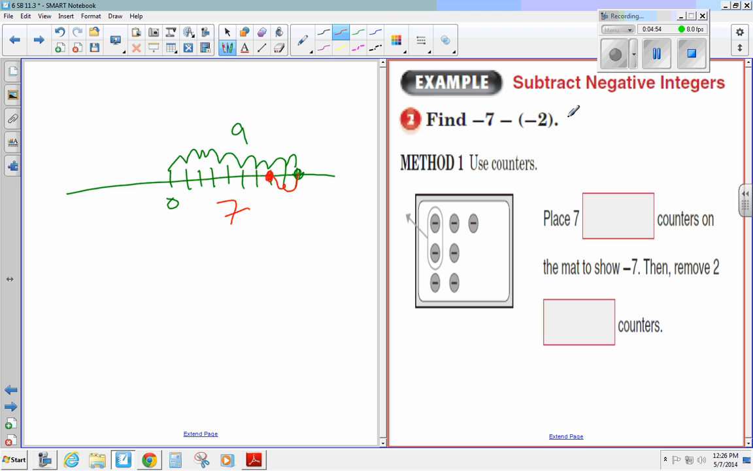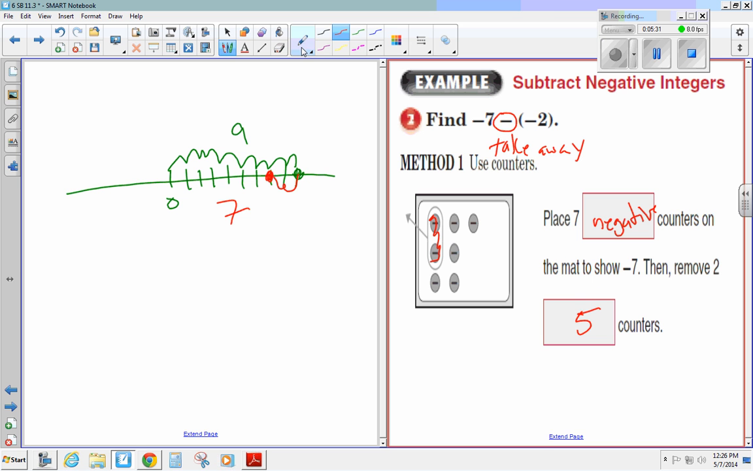Okay, now if you are subtracting a negative integer, you can use counters again. So place 7 negative counters on the mat to show -7. Then remove 2 of those negative counters, because we've got -7 and we're taking away 2 negatives, which leaves us with 1, 2, 3, 4, 5.